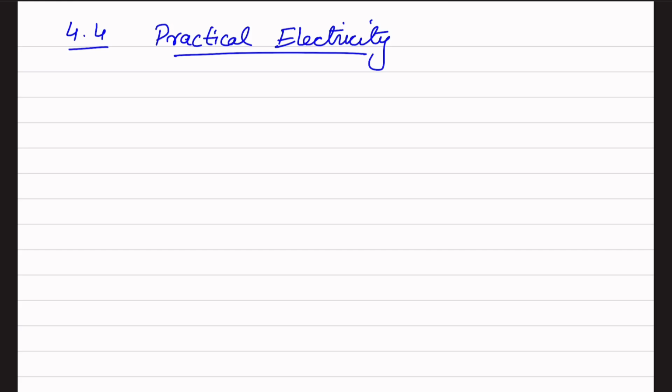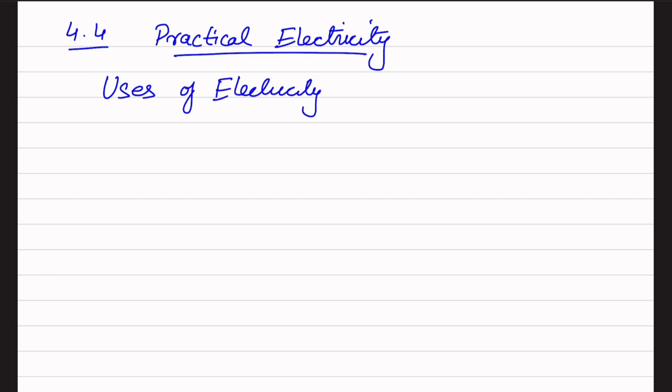Hello everyone. So in this video we'll discuss practical electricity. That's section 4.4 for Cambridge GCSE O Level Physics. This section has two subsections, section 1 and section 2. In the first section we'll discuss the uses of electricity, and in the next section we'll discuss electrical safety. So as far as the uses of electricity is concerned, we'll discuss where we use electricity.